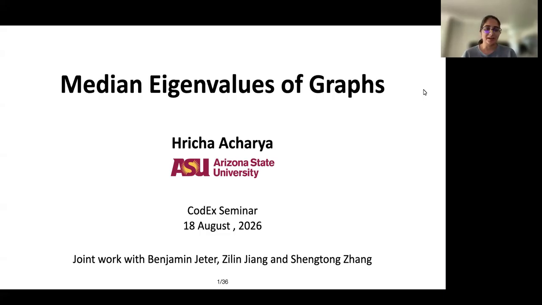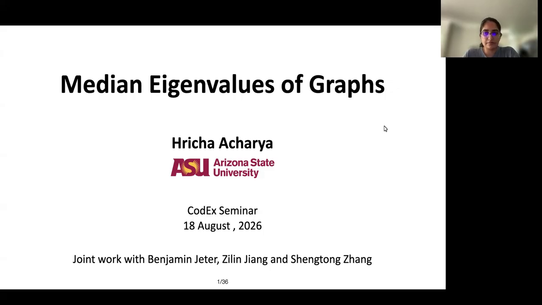As Dustin mentioned, today I'll be talking about median eigenvalues of graphs, and this work is joint work with Benjamin, who was an undergrad at ASU, my advisor Zilin, who is somewhere in the audience, and another graduate student, Shengtong, from Stanford University.